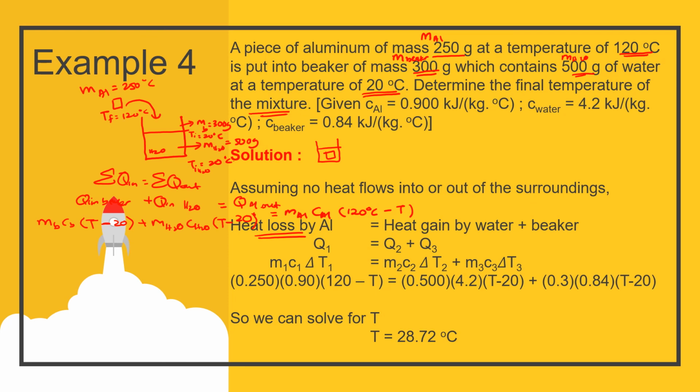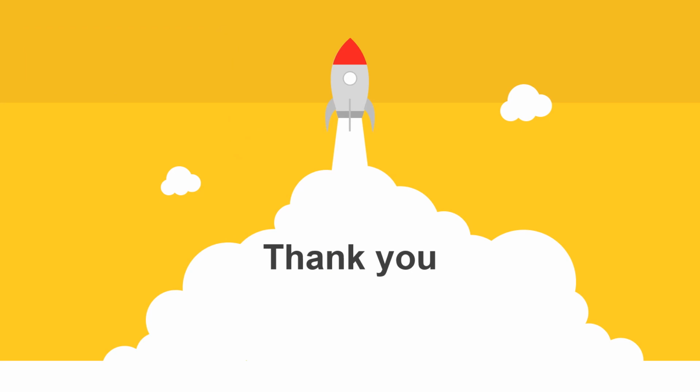So masukkan saja ni sebab kita ada satu saja unknown kat sini. So you boleh masukkan nilai dan you akan dapat nilai T adalah sama dengan 28.72 degree Celsius. Okay. So that's all for this part, this first part. So we will continue on the second part. Thank you.